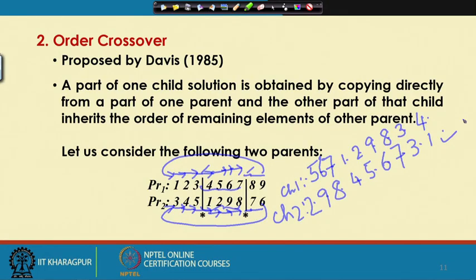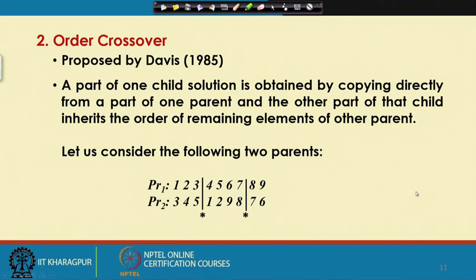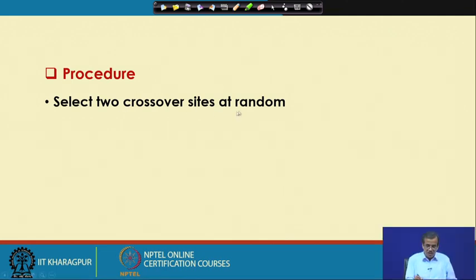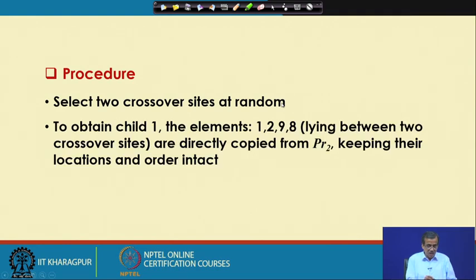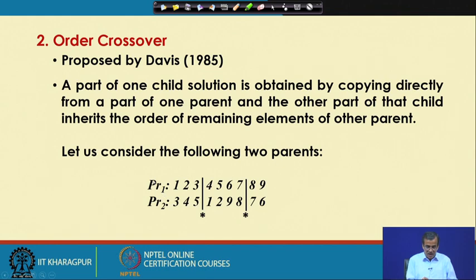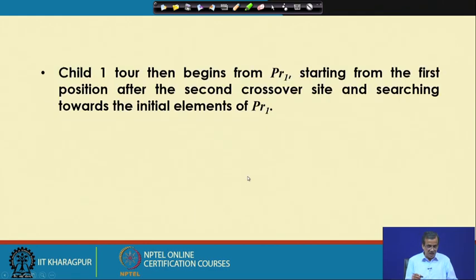Now, the method which I have discussed, the same thing actually I have written here. Let me have a quick look. Now, the procedure is as follows. We select 2 crossover sites at random, which I have already discussed. To obtain child 1, the elements 1, 2, 9, 8 lying between the 2 crossover sites are directly copied from parent 2, keeping their location and order intact. This I have already discussed in the last slide. So, to get this child 1, we first copy this particular 1, 2, 9, 8, and then we concentrate here.